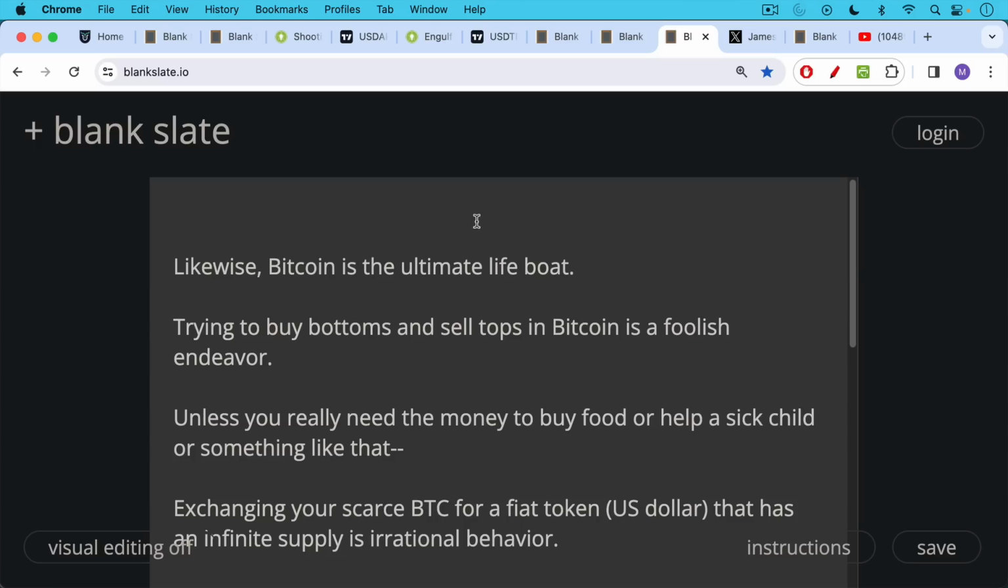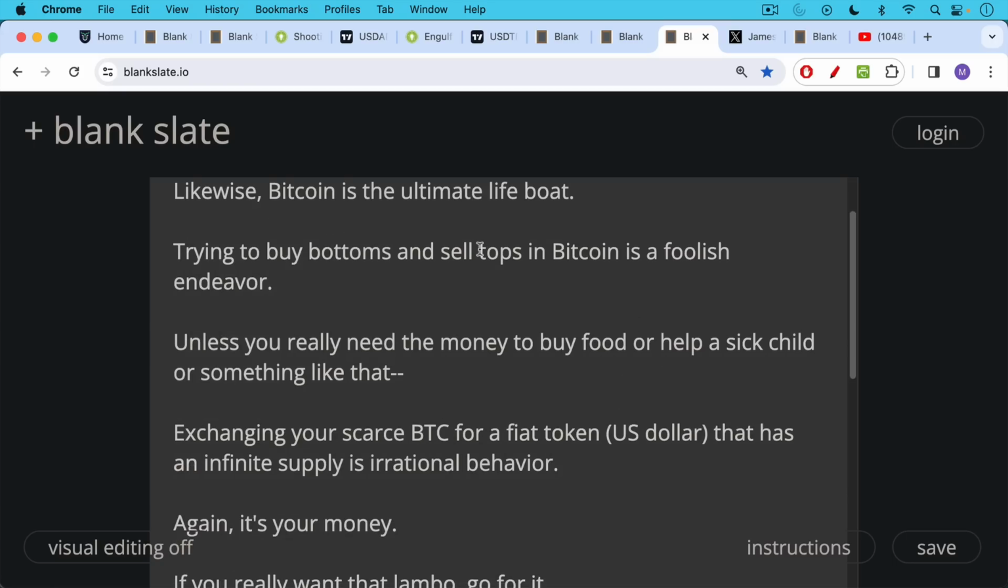Now, unless you really need that money to buy food or help a sick child or something like that, you want to convert your Bitcoin into fiat to pay some fiat bills, that's one thing. But exchanging your scarce Bitcoin for a fiat token like the US dollar that has an infinite supply, while Bitcoin is so scarce, exchanging a scarce asset for a non-scarce asset is irrational behavior.